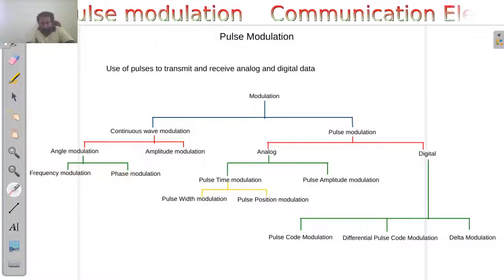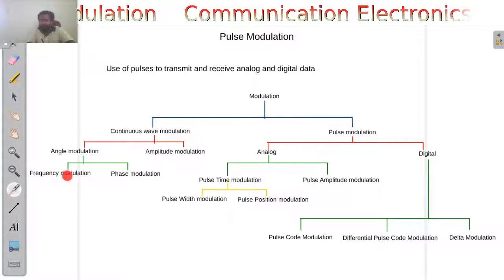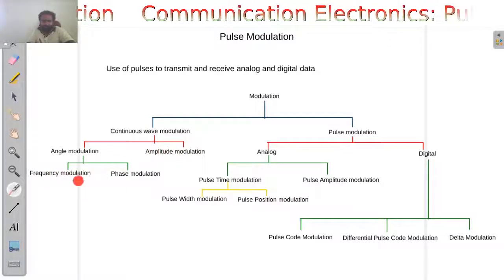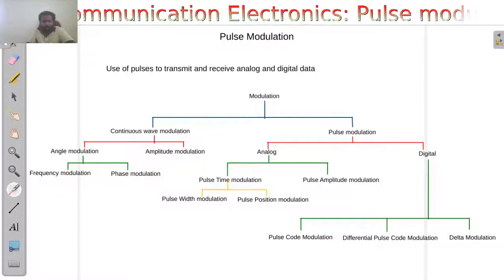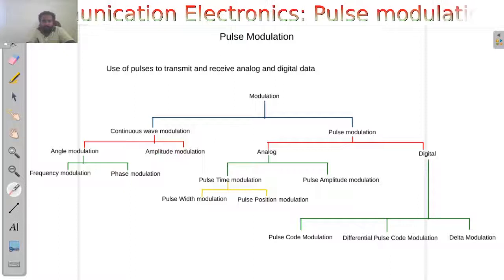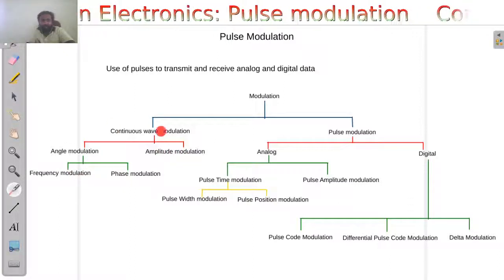So, what we have learned till now is about amplitude modulation as well as frequency modulation. So, we have covered both of these types. Okay, we have omitted phase modulation, which is not in the syllabus. So, you have basically amplitude modulation and frequency modulation that we have learned in continuous wave modulation.